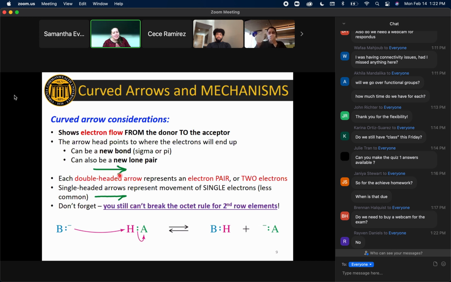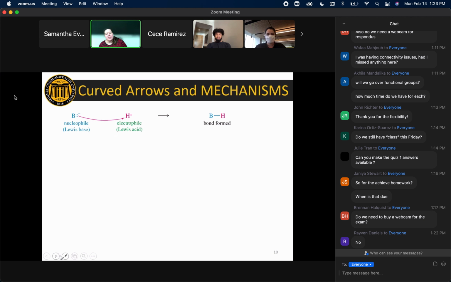However, on occasion, we will need to move just one electron at a time. And in order to show that, we're going to use arrows that have a little half head, so half of the arrowhead is missing. That's because each piece of this arrowhead represents one electron. Just a reminder, you still are not allowed to break the octet rule for second row elements. That's not going away anytime soon. All right, so let's see some examples.